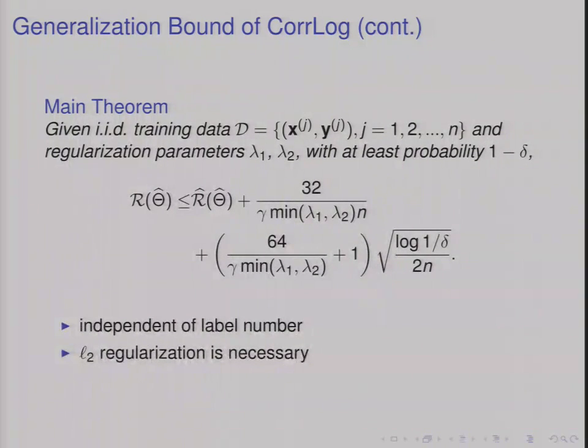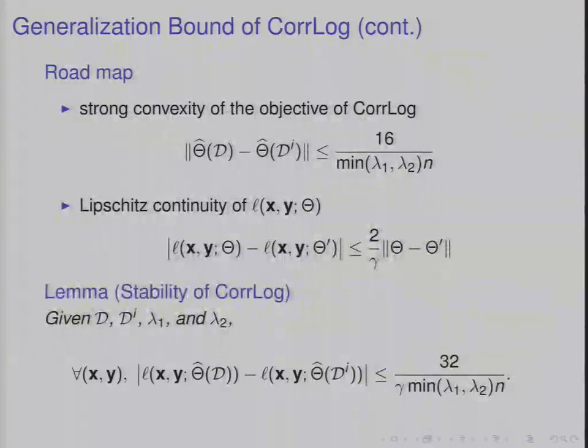And the second comment is that the L2 regularization is necessary to obtain this kind of generalization bound. This is because we need the strong convexity property of the objective of CorrLog.